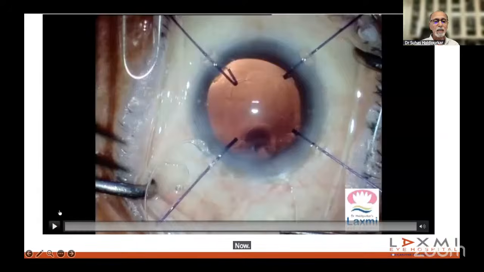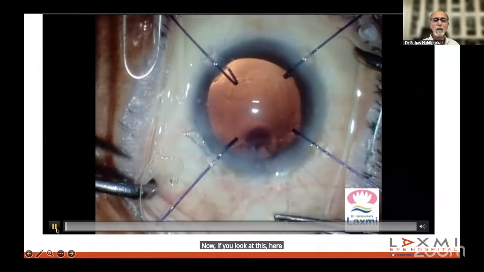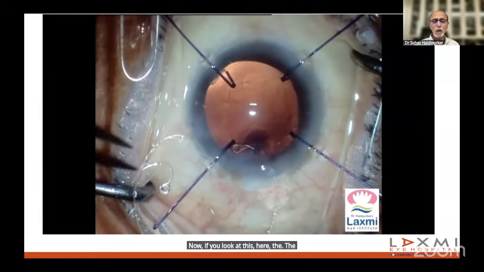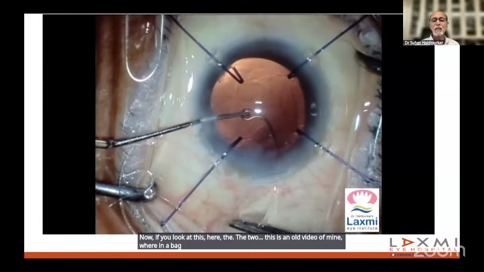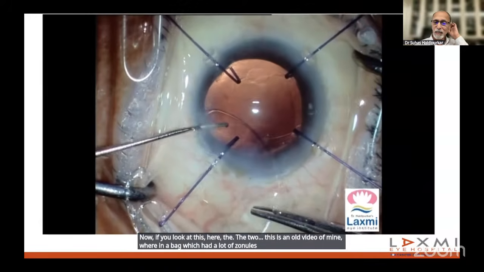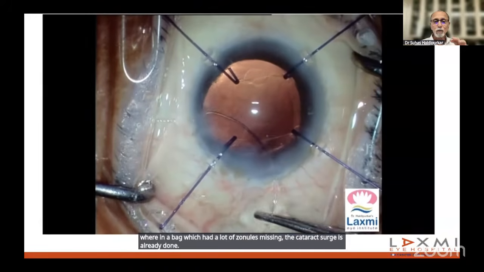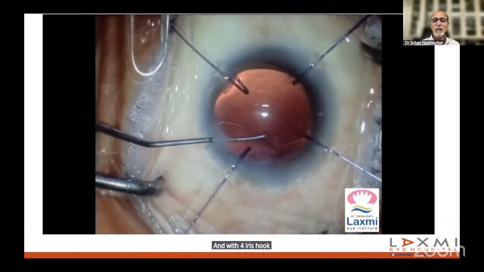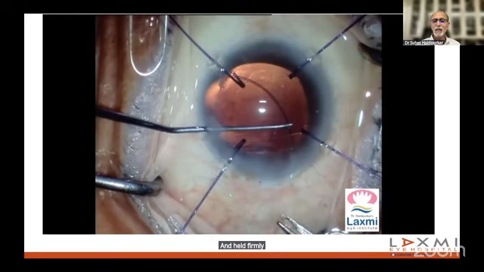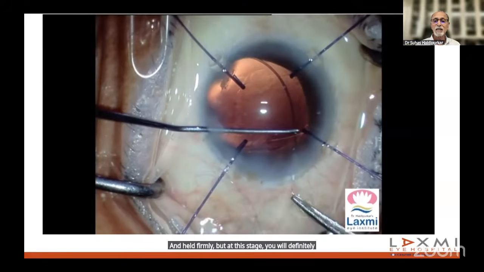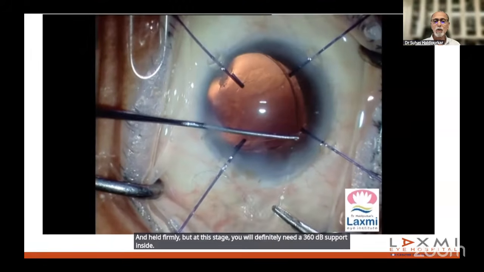Now, if you look at this, this is an old video of mine where, in a bag which had a lot of zonules missing, the cataract surgery is already done. And with 4 iris hooks, the bag is literally held firmly. But at this stage, you will definitely need a 360-degree support inside because the hooks are going to come out.